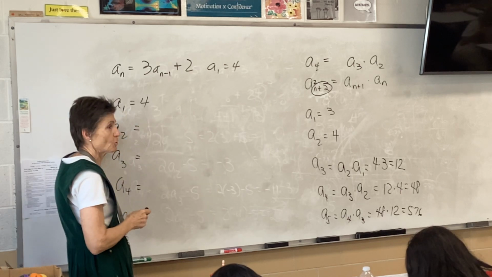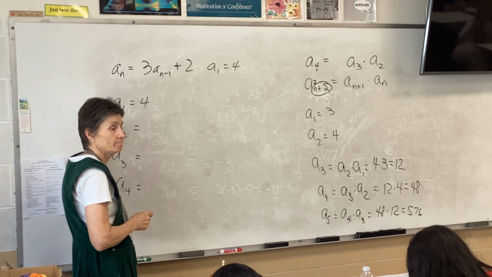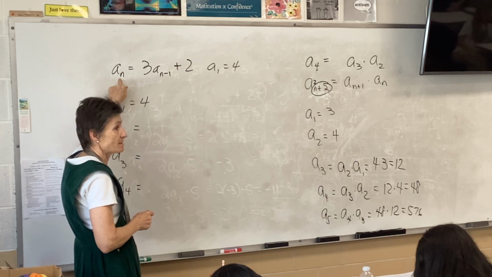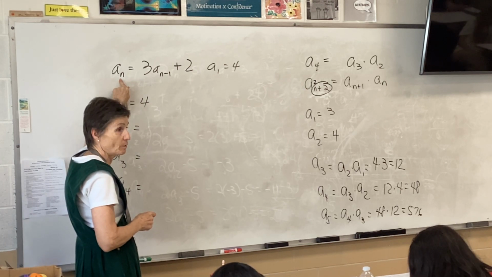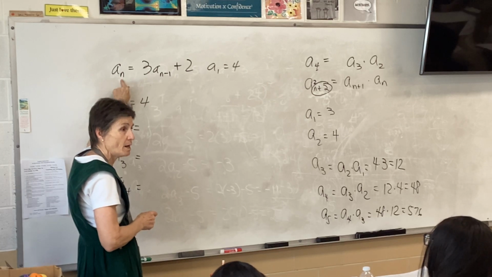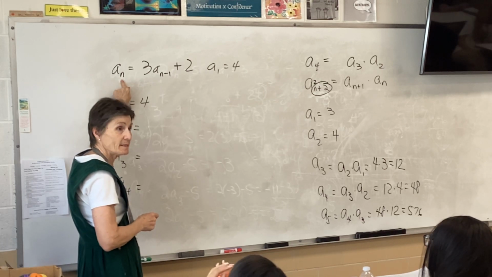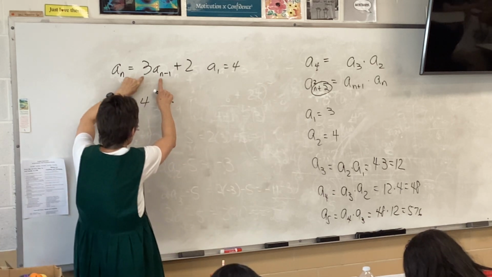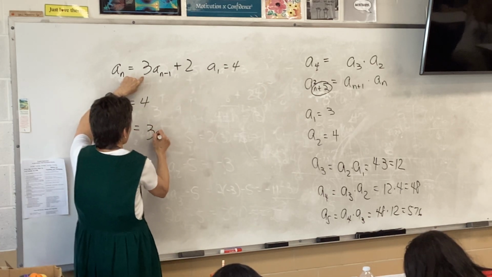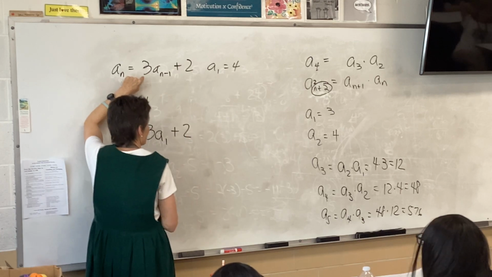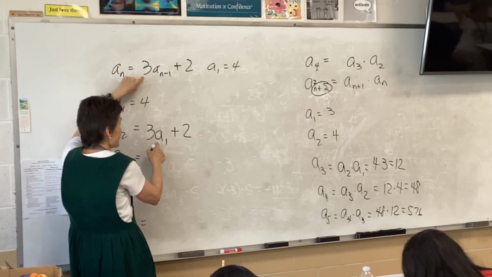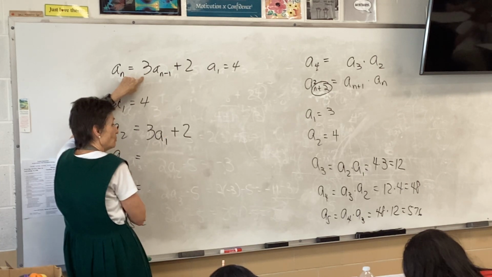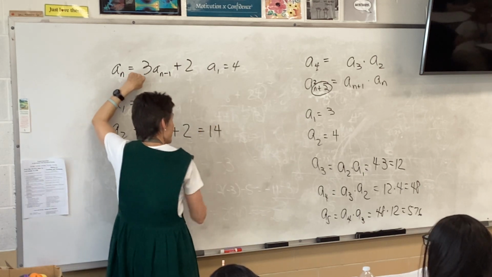What's the first term we're finding? A sub 2. Which means, what does n have to be? If we're finding a sub 2, then n has to be 2. And if n is 2, then this says 3 a sub 1 plus 2. What's a sub 1? 4 plus 2 would make 14.